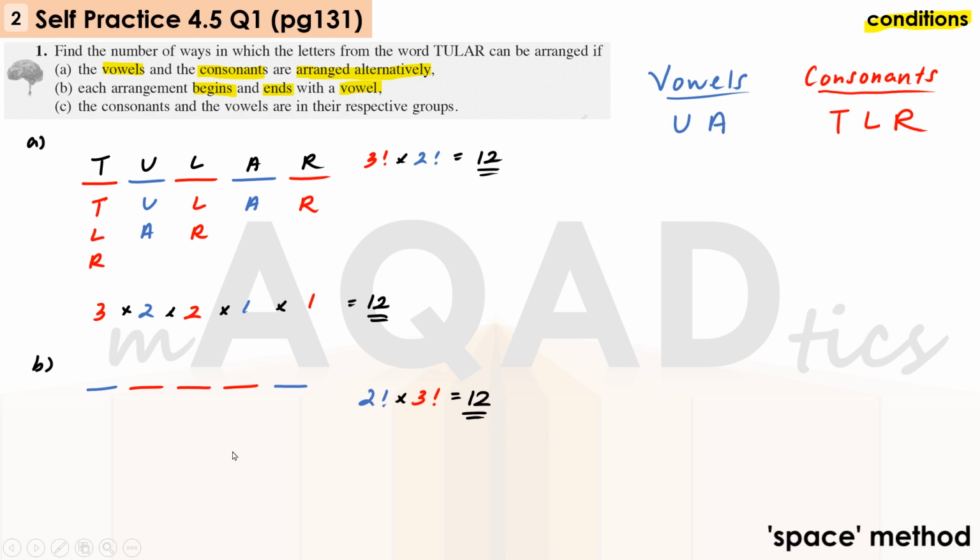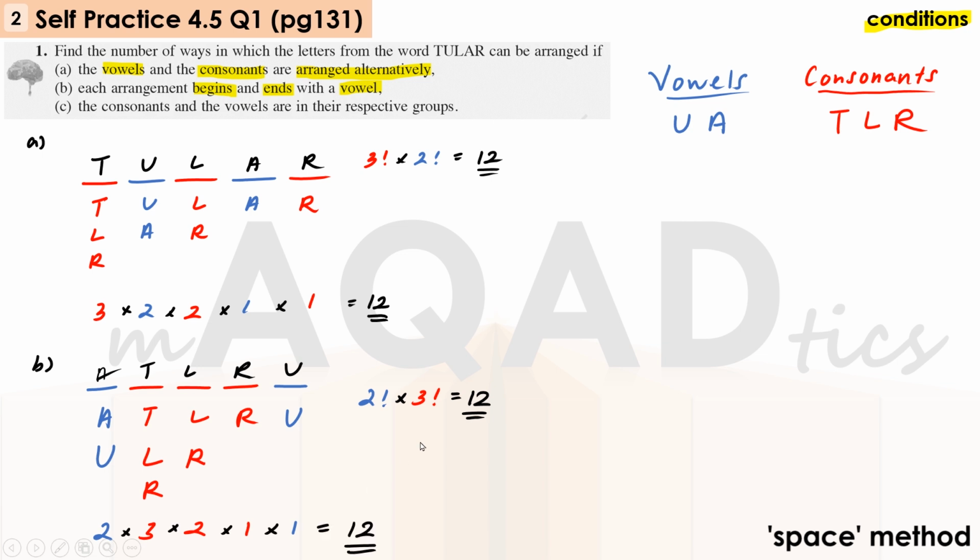If you want to use the space method, it's the same as well. For the first blank space, for vowels, we can put U or A here. Let's assume we put A. And then for the last blank space, let's put U. For the consonants, we can do the same as well. For each blank space, let's calculate the number of possibilities, and let's multiply them together to find the answer, which is 12.